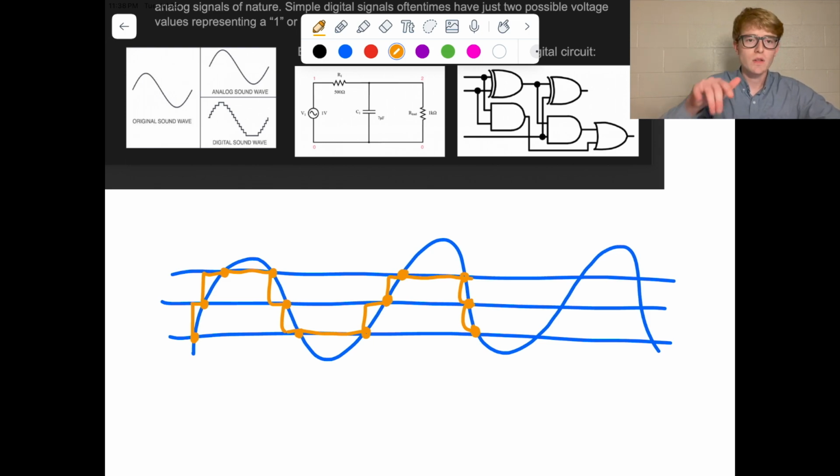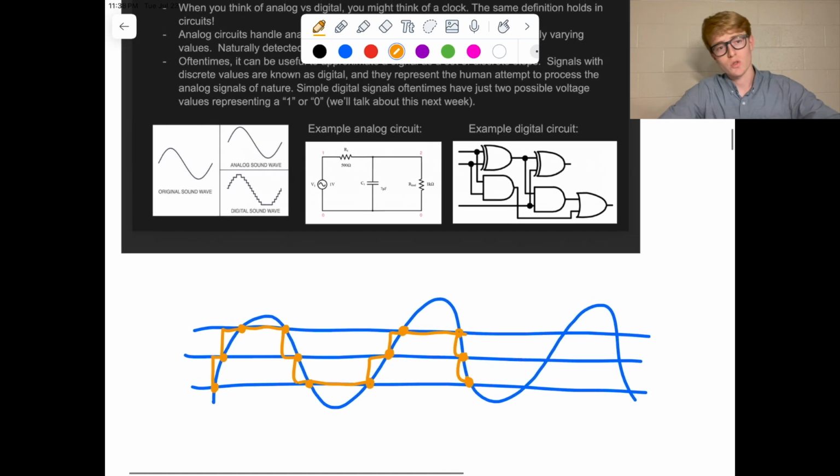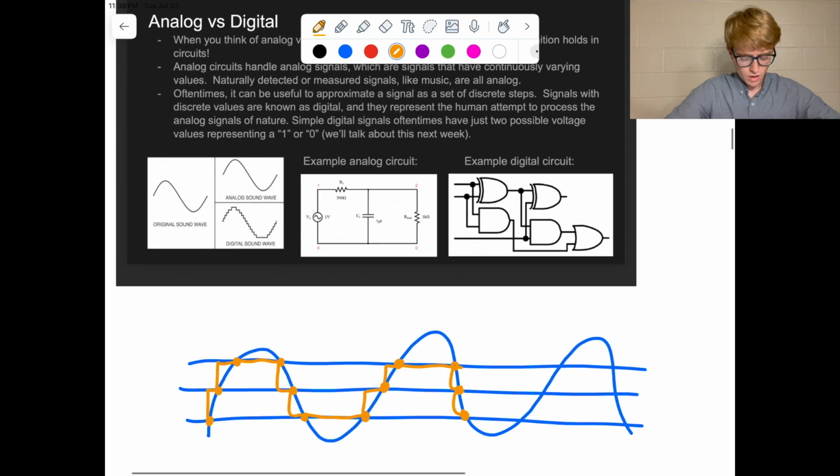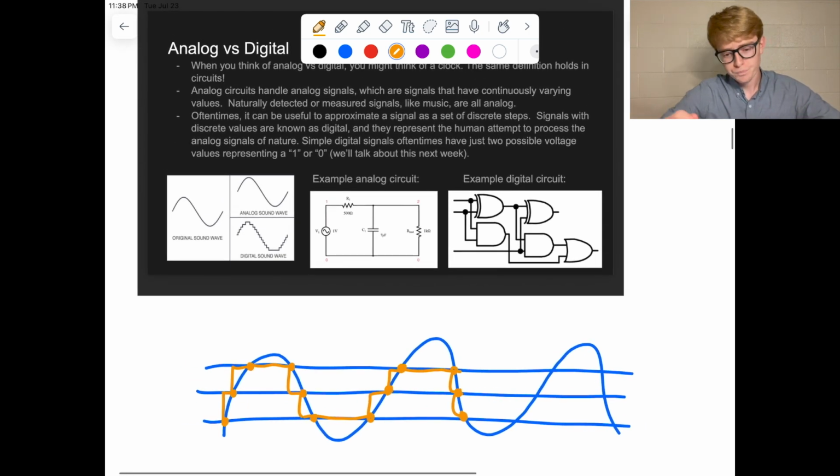Now the other thing on this slide is the visual difference between what an analog circuit might look like and what a digital circuit might look like. As you can see, our analog circuit in the middle here is actually a low pass filter, which we'll talk about next time.